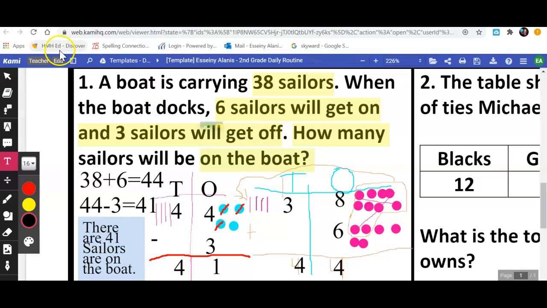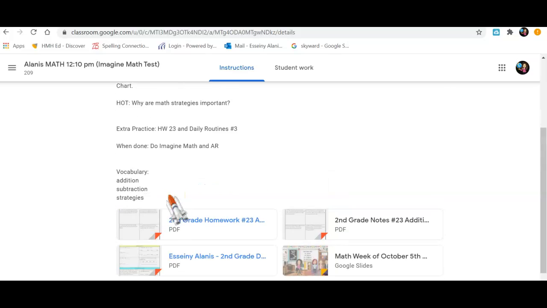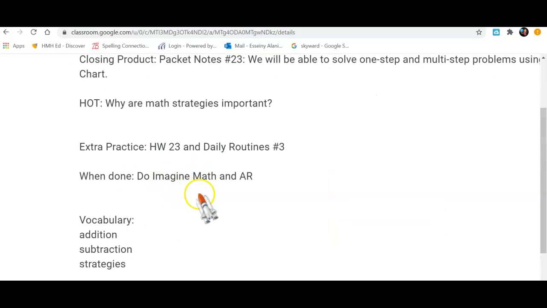Continue the rest of the work, and then when you are done, complete Imagine Math for at least 1 hour or more.